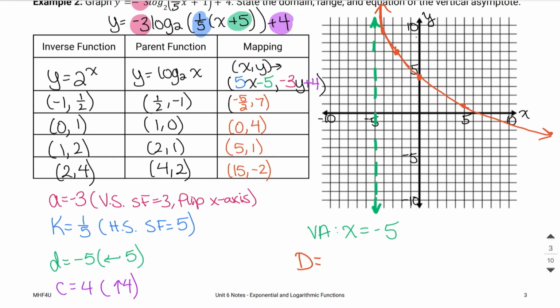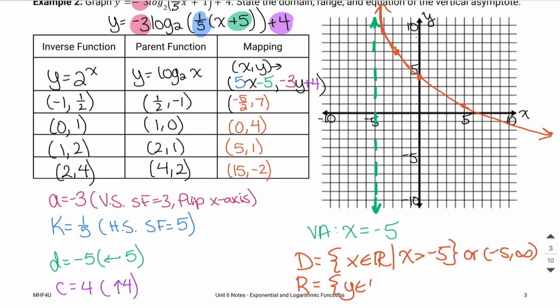So what does this tell me? This tells me that my domain is going to be everything from negative 5 on. So we can also just say it's from negative 5 to infinity like this. And we also know that our range is y is going to be an element of the reals.